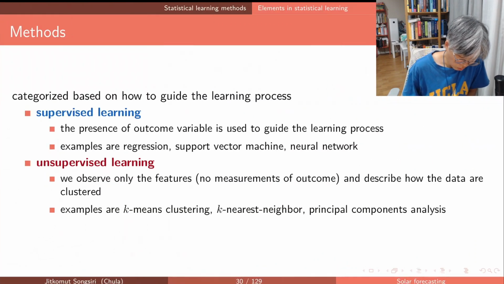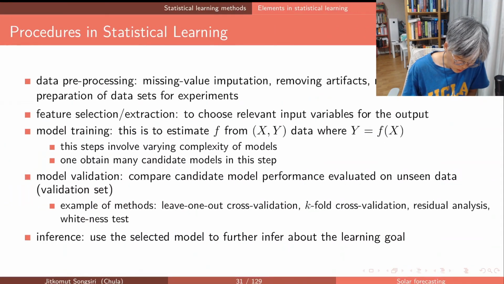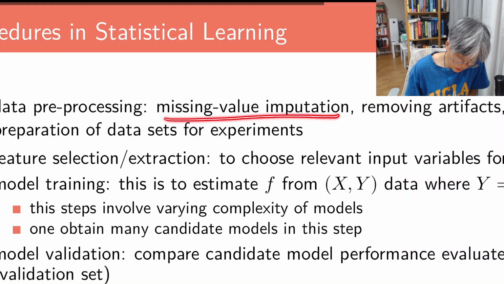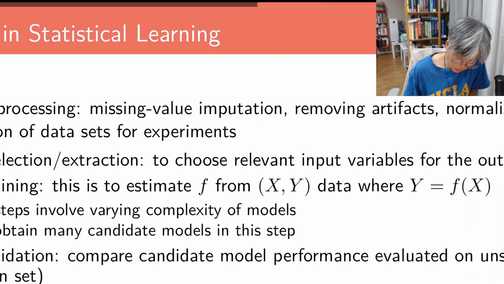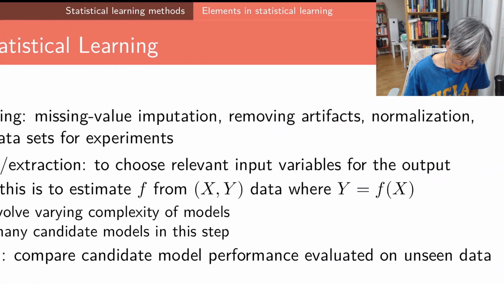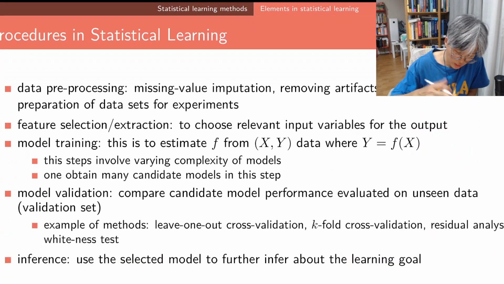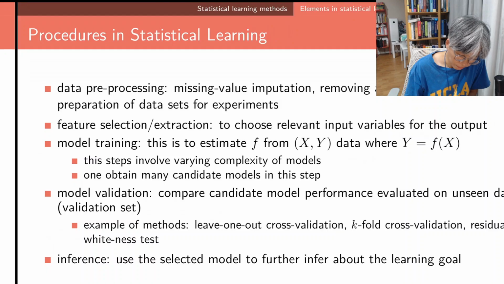For the procedure in statistical learning, it starts with the data pre-processing. You have missing values, you can decide to neglect them or you want to impute them, remove artifacts. You perform data normalization. You adjust the scale of all the variables to be in the same range. And you prepare the data set for the experiments. That takes a lot of time in my experience.